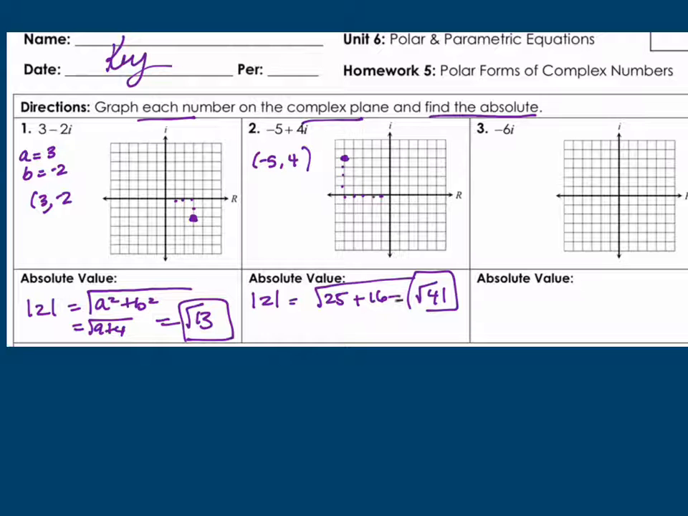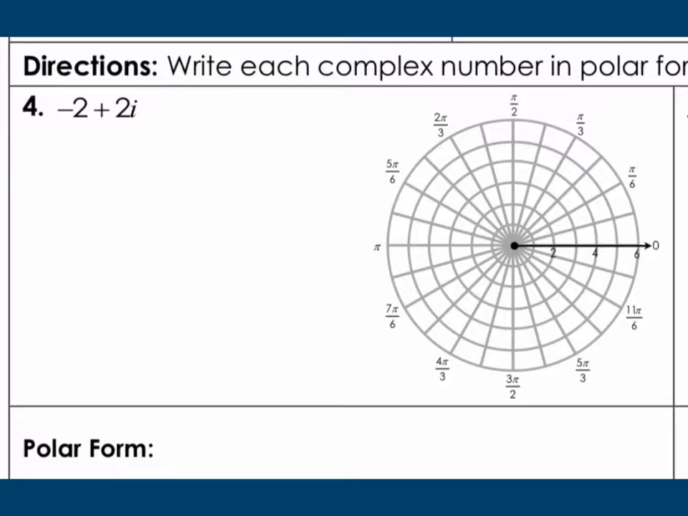Okay. Next one, it's 0 minus 6i if you were to write out the a part. So it would be 0 and -6. So this point right down here. And the absolute value would be the square root of 0 plus 36, or 6. All right, let's keep going.